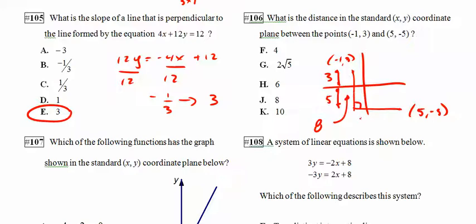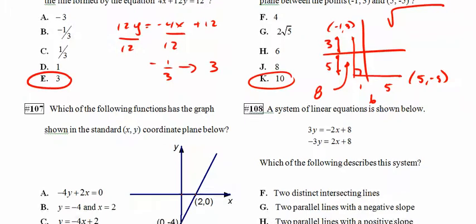And -1 means 1 there and 5 there. This whole side is 6. So we're looking at the square root of 6 squared plus 8 squared. Well, I happen to know it's a 6, 8, 10 triangle. Or you could go a squared, b squared, c squared. Whatever works for you.